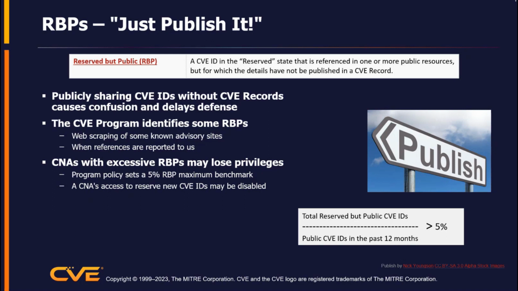There are sort of punishments, in that if you have too many RBPs, you may not be able to get new CVE IDs. In practice, that doesn't happen very often. There's very few CNAs that are in that situation. You'll know if you're one, but just in general, it's a best practice to publish your CVE to the corpus as soon as you possibly can after publishing your CVE publicly.